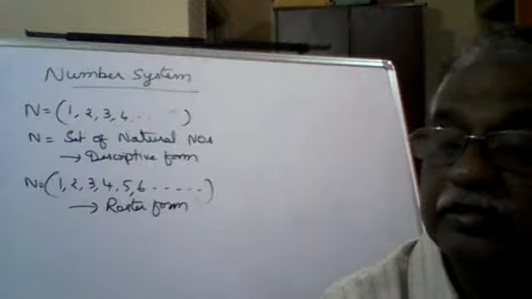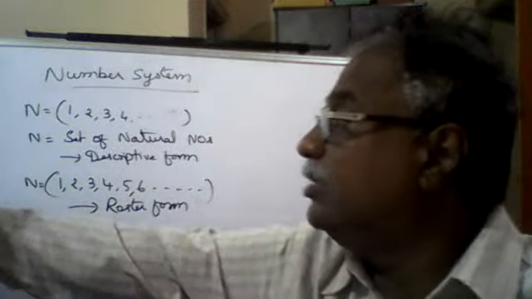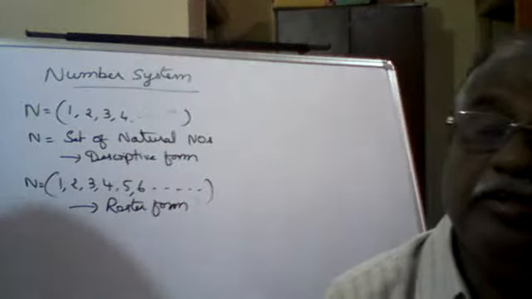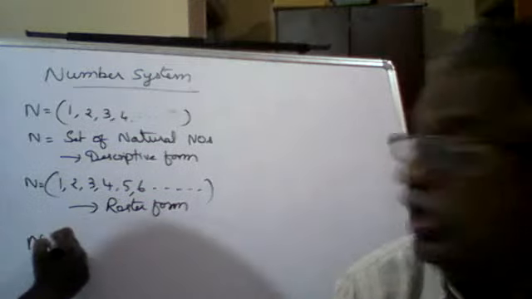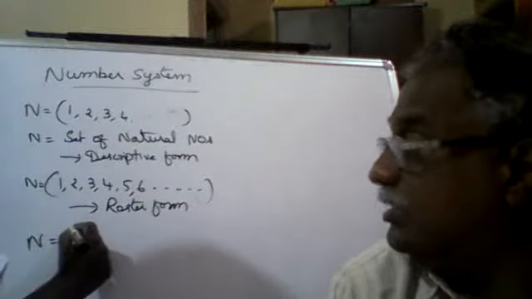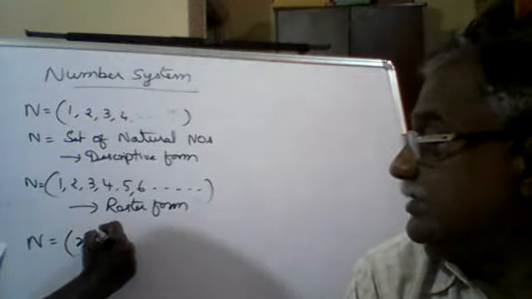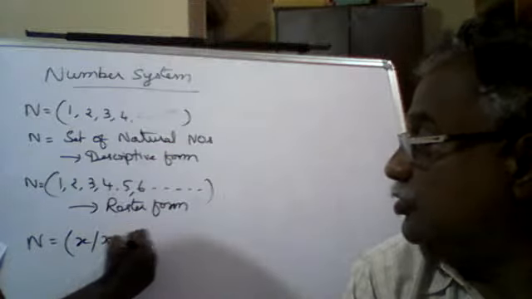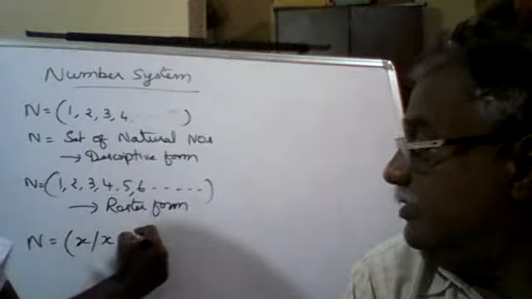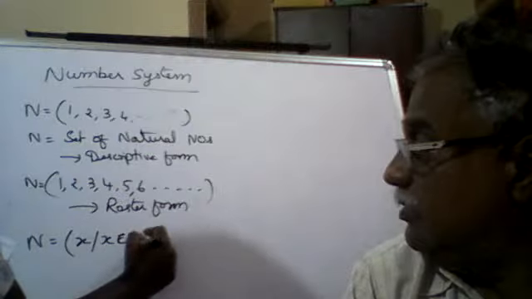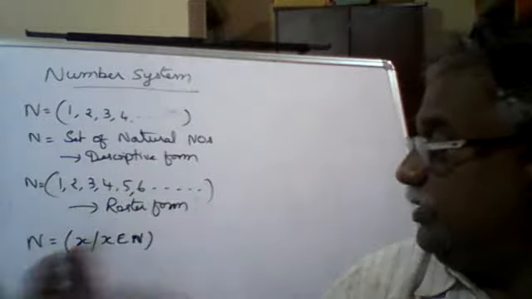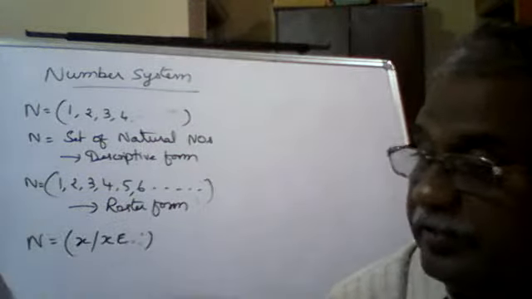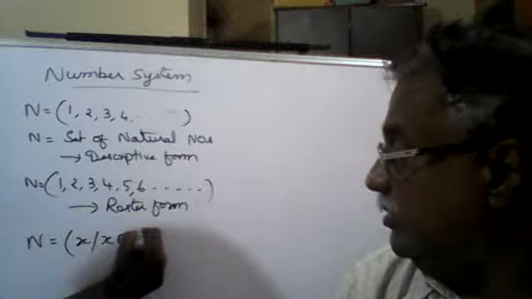Third one is called the set builder form. You must write like this: N equal to {x | x belongs to N}. This is used in computer applications. Capital N equal to a bracket, x, then a slash, x belongs to capital N. You write x belongs to N. The symbol is like a capital E, it should be like this.